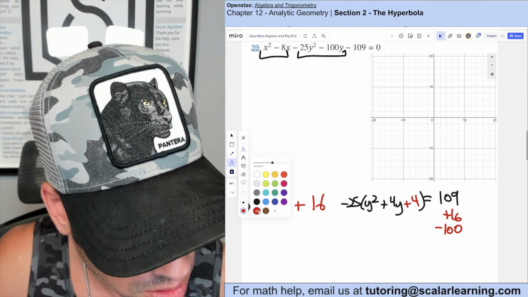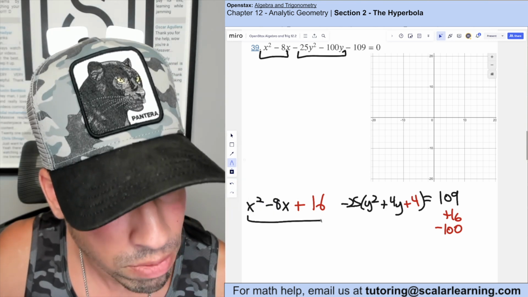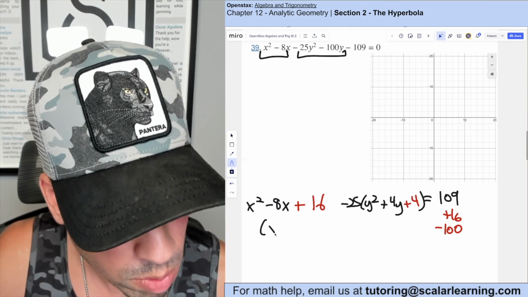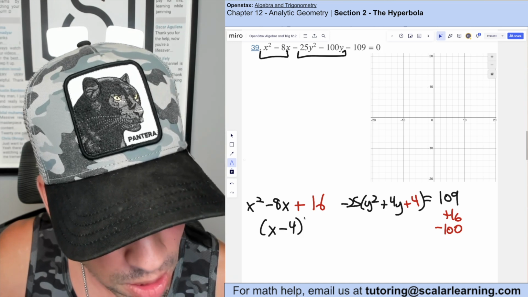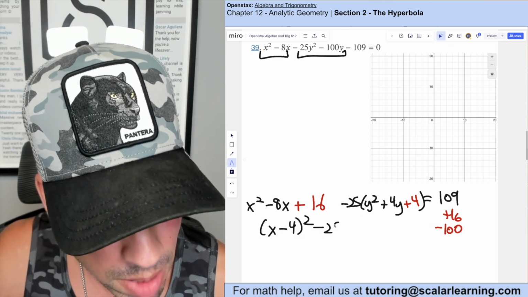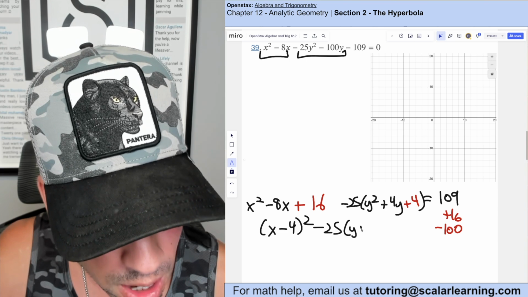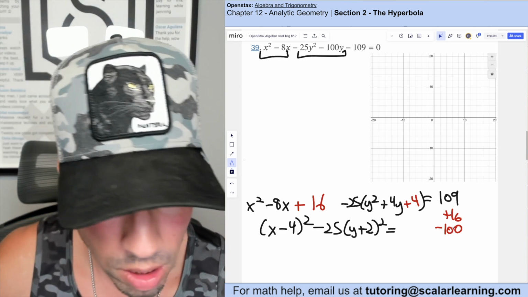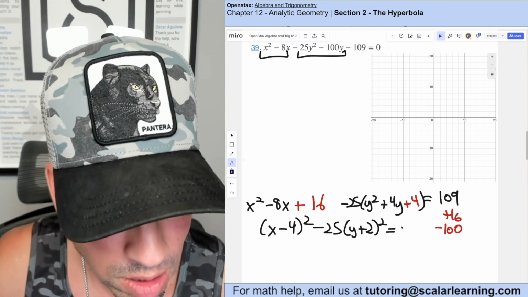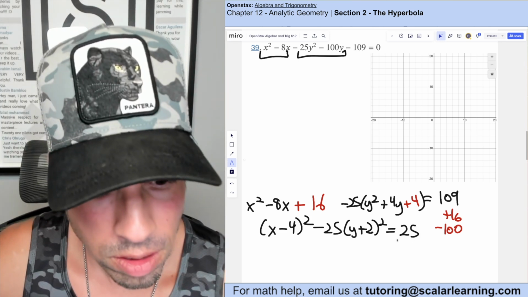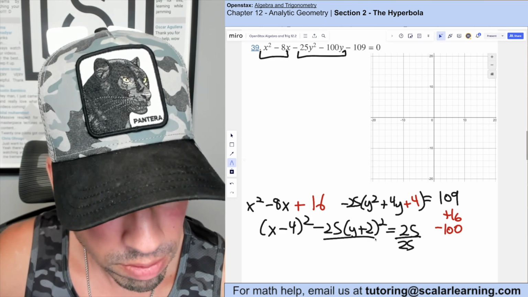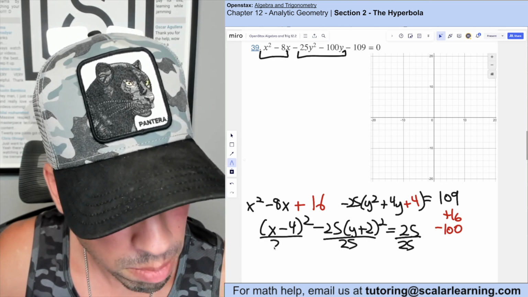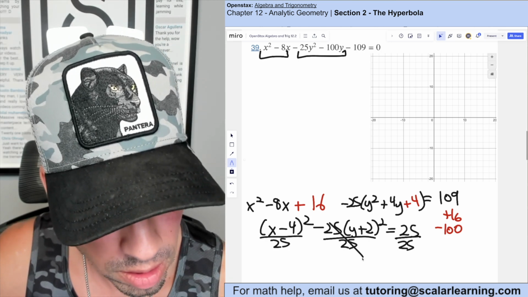Okay, now let's simplify a little bit. And by the way, we're going to factor this, right? That's why we made that perfect square. So that's going to be x minus 4 squared. This is going to be minus 25 times y plus 2 squared when we factor it. And that's equal to -100 plus 109 is 9, plus 16 is 25. Last step to get this into standard form, divide everything by 25. Boom, boom, and boom. And this is going to cancel out to a 1.